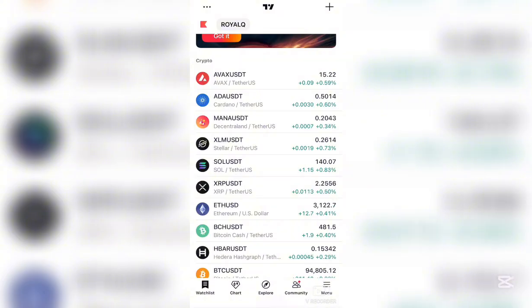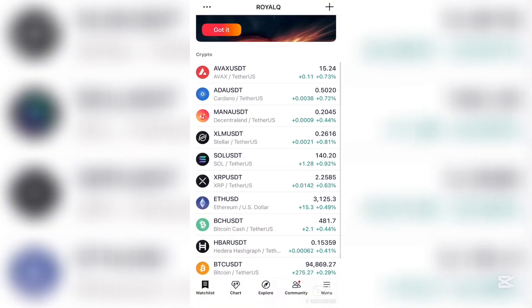Now these things we are seeing, so for the very first one, AVAX/Theta US, it is called a trading pair. And with every trading pair we have a base and we have a quote. So the base you see here is the AVAX. AVAX is the base and Theta US is the quote.